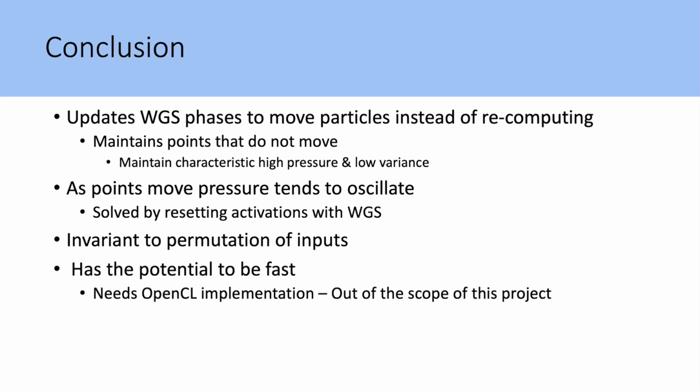In conclusion, LeviStepNet is a novel method of phase retrieval, as it updates previously computed phases instead of starting from scratch each time. It is able to maintain pressure on points that don't move between frames, while keeping those that do move within the range that can levitate the particles. Because of its core being based on PointNet, it is invariant to the permutation of its inputs. It also has the potential to be fast. However, this would need to be verified by implementing in OpenCL or similar, and this is out of the scope of this project.